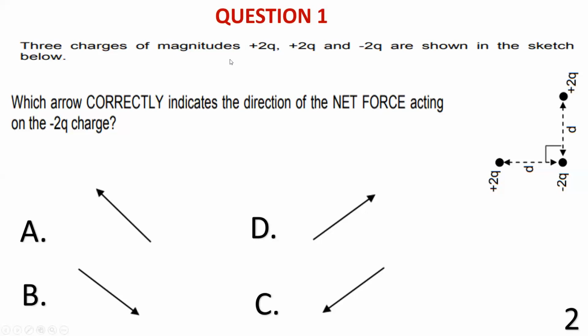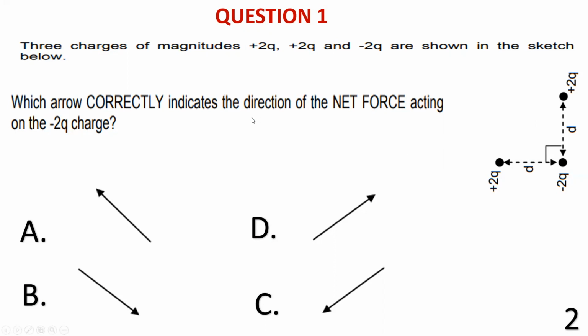3 charges of magnitude plus 2q, plus 2q and minus 2q. This is our diagram. Which arrow correctly indicates the direction of net force acting on minus 2q? Okay, this is our question. How can we answer this question?